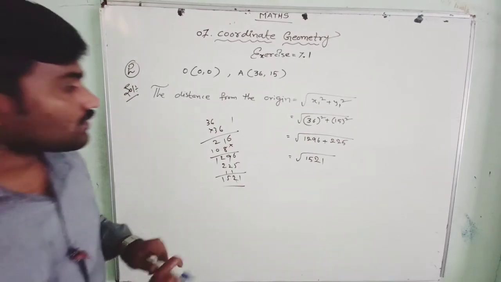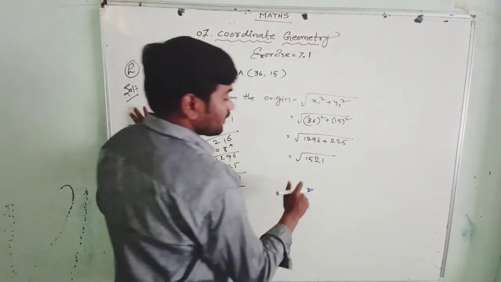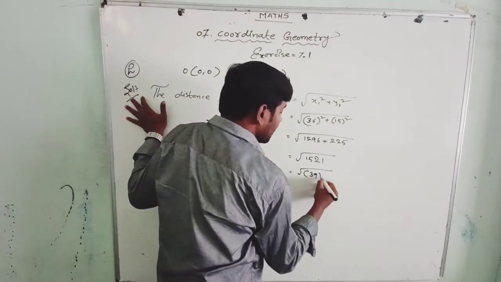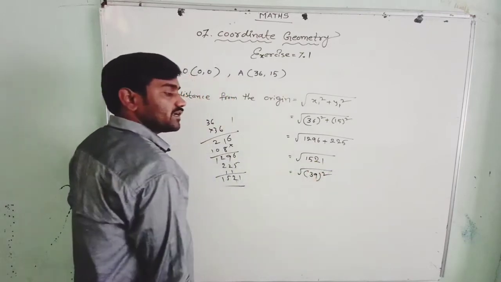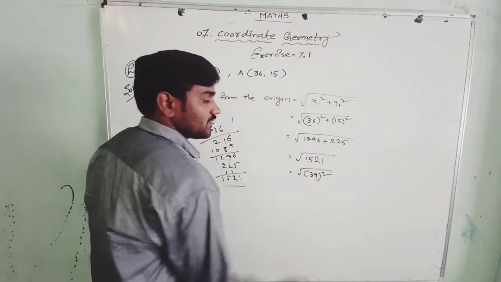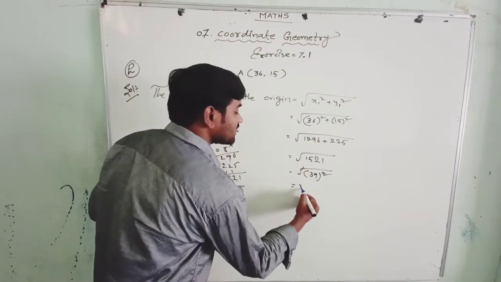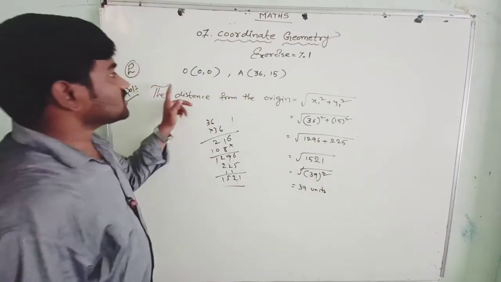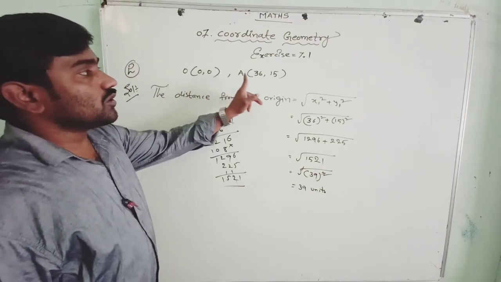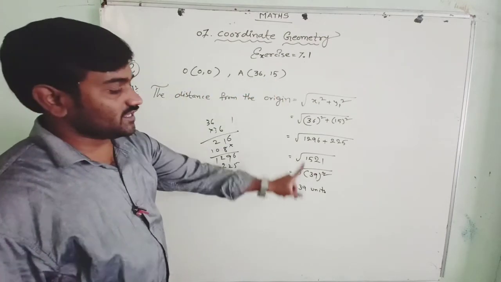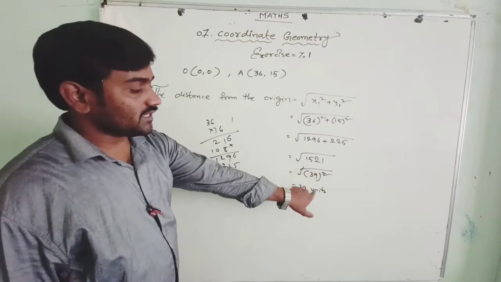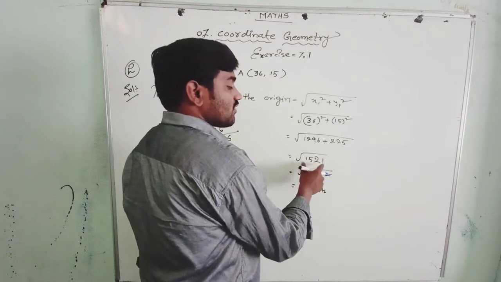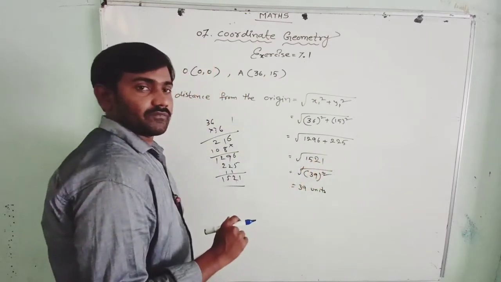Now here 1521. This 1521 can be written as 39 whole square. 39 into 39 will give exactly 1521. Square and square root will get cancelled, and we will get 39 units. The distance from 0, 0 to the point 36, 15 is 39 units. You know how to find the square root of a given number.